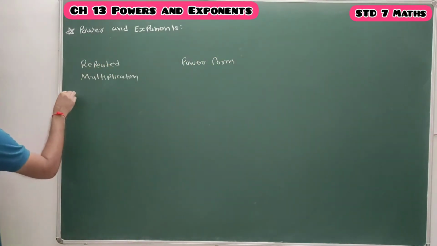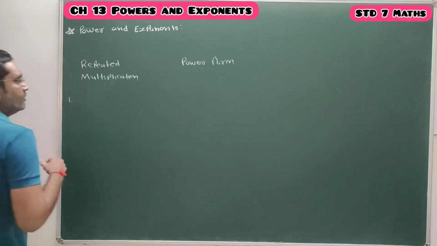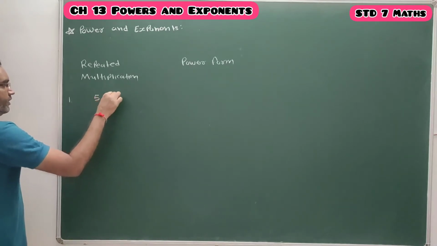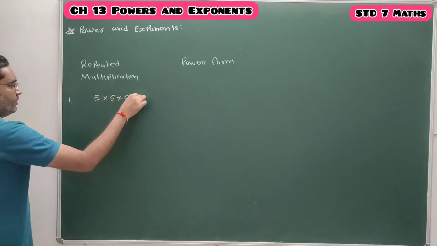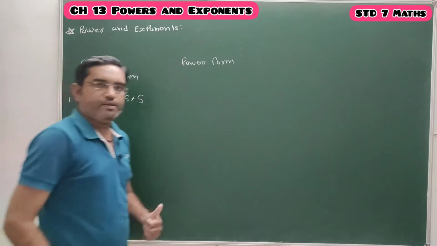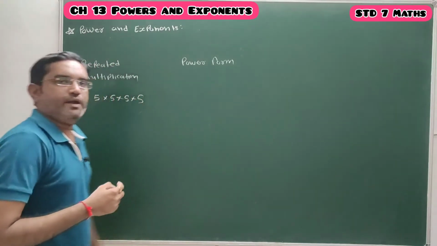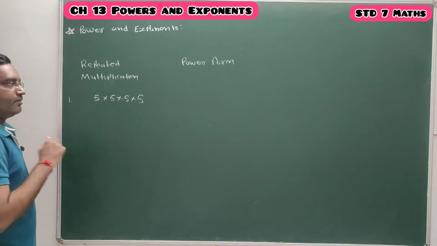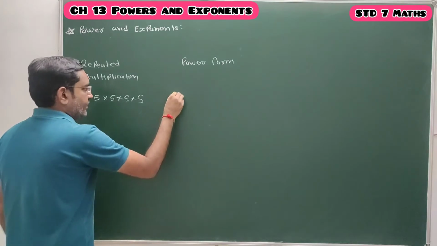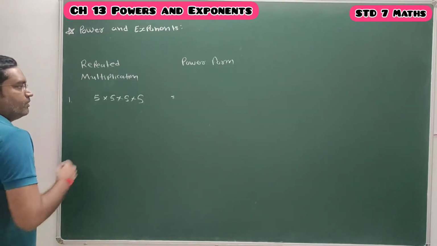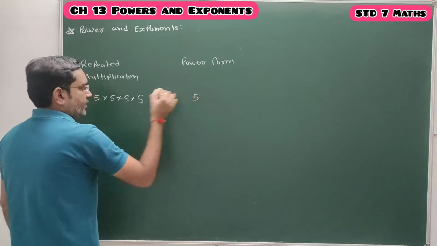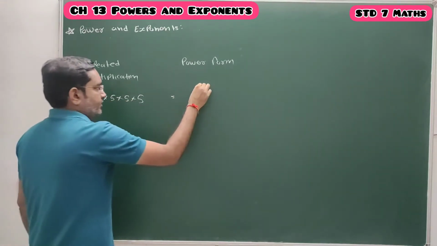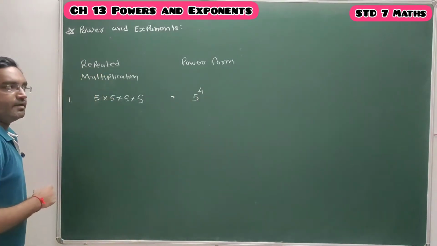For example, if we are given repeated multiplication of, suppose, 5 into 5 into 5 into 5. Multiplication of 5 with 5, how many times? 4 times. Here 5 is multiplied with 5, 4 times. So it can be represented in our power form by taking this 5 as a base and the number of times it is multiplied as an exponent. So it's 5 raised to 4.